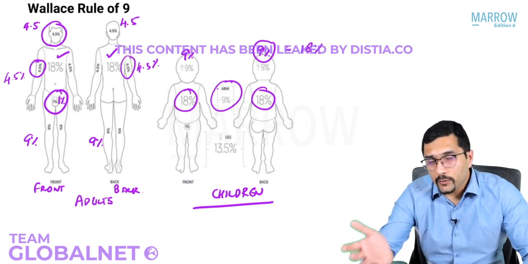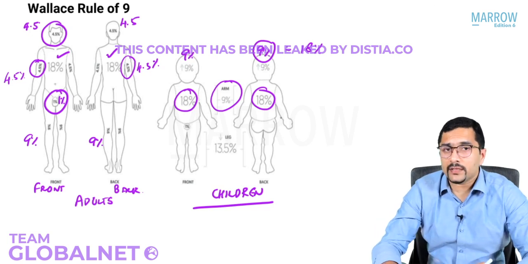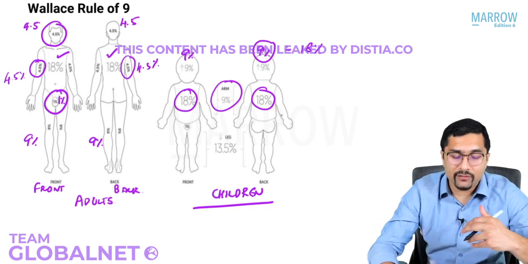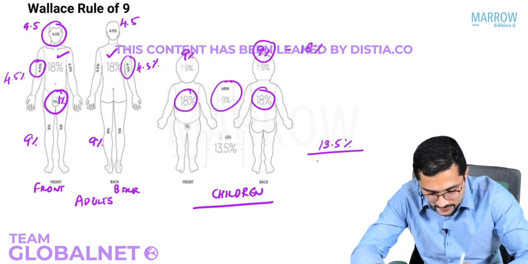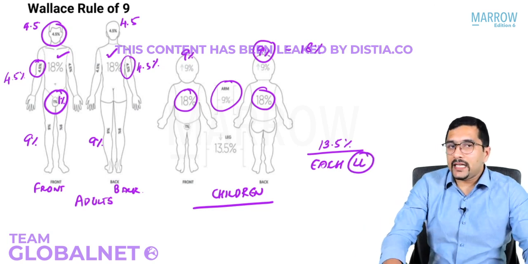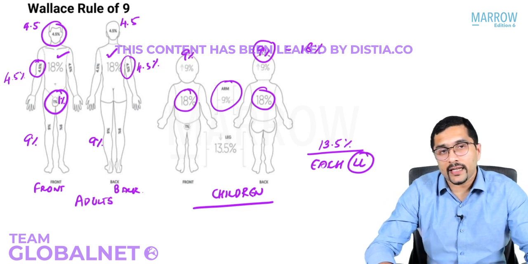9 has been taken from the lower limbs and been given to the head and neck. So the lower limbs combined will be 27%. So lower limbs will be 13.5% for each lower limb. And perineum and genitalia is again 1%.